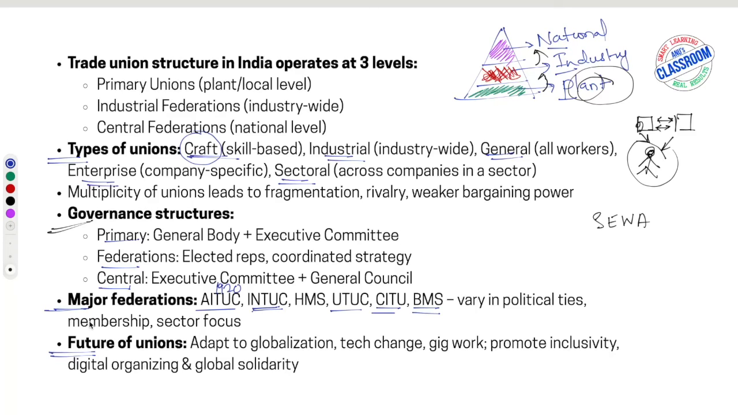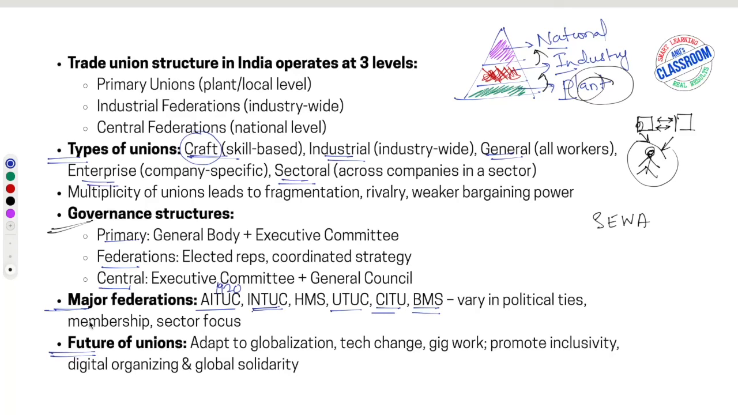So unions can't rely on old school methods like strikes or rallies anymore. They will have to use technology to connect with workers and even those who are working from home. They must reach out to youth, to women, migrant workers, and those in the gig economy. The future also calls for international cooperation because companies are operating globally, and so should the trade unions.